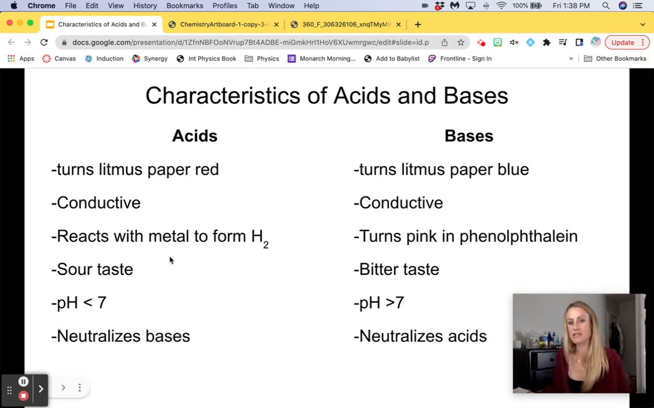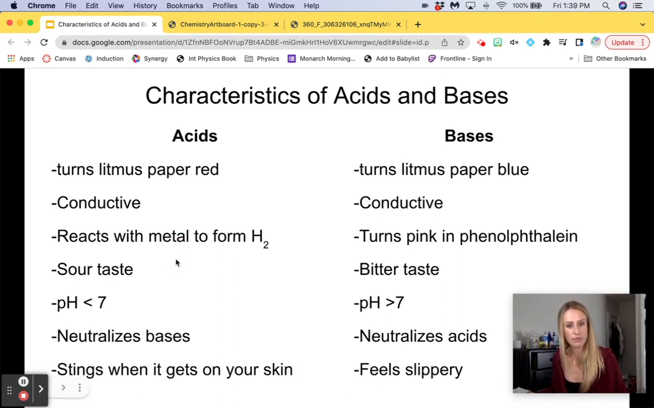Acids neutralize bases, bases neutralize acids, and we'll talk about neutralization reactions in a minute. Acids are going to sting when they get on your skin. If you have a really high concentration of acid, it will burn your skin, basically. And if you have a cut on your hand and accidentally get lemon juice in it, it stings really bad, and it's because it's an acid.